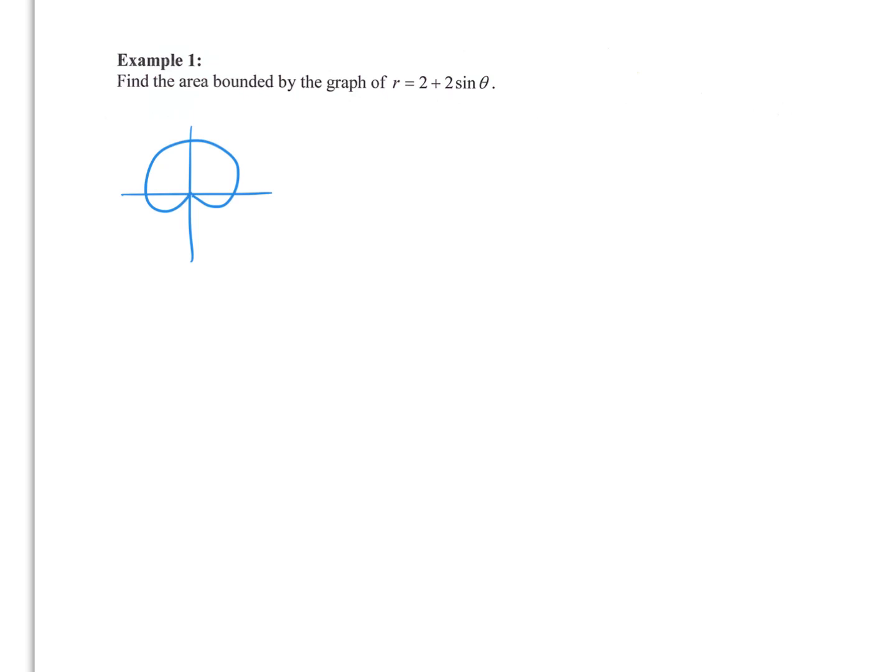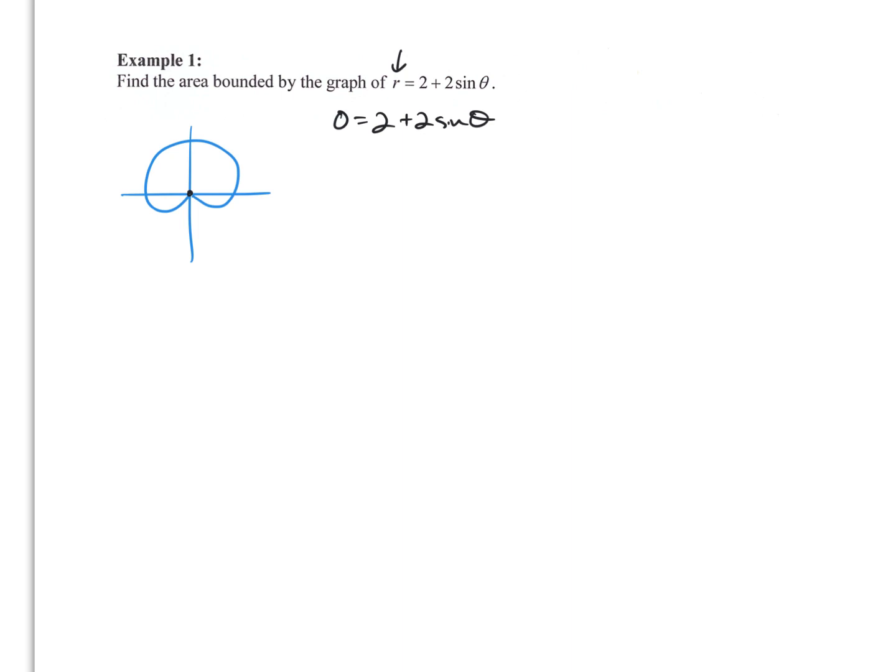All right, and so I want to talk about when it touches the pole. We're going to be doing that a lot. So when does it touch the pole? When r is equal to 0. So I'm going to set this equal to 0. We're going to be doing this often. It doesn't help us too much in this problem, but I want you to get in the habit of it.